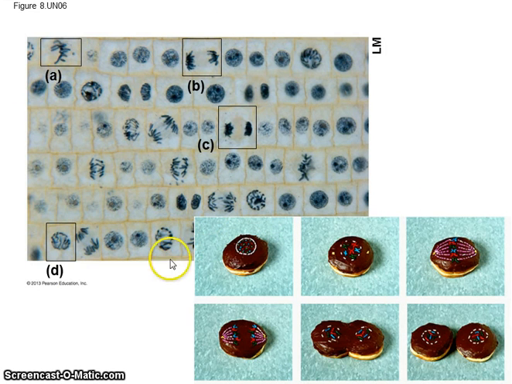So I would have you pause the video and try to identify in each of the squares, as well as with the donuts, what phase each of those is in. So pause, go through them, and then we'll double check it together.